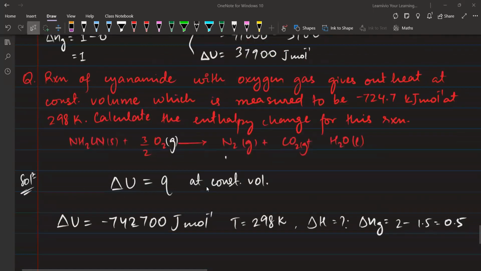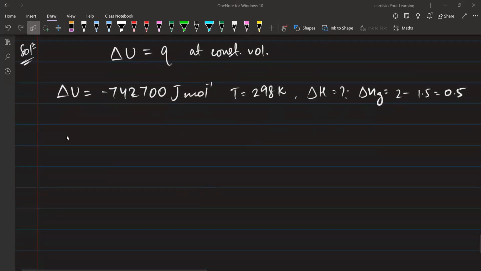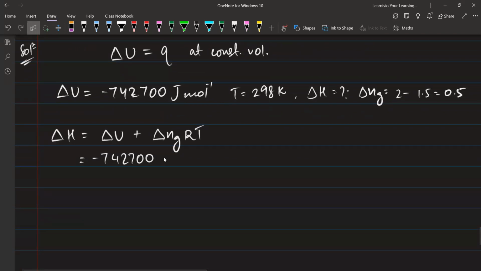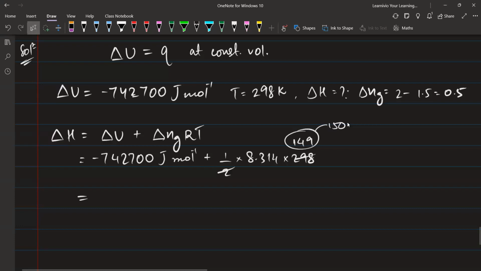Now I have to calculate the enthalpy change. The enthalpy change, delta H, will be equal to delta U plus delta Ng RT. Minus 742,700 joules per mole plus 1/2 into 8.314 into 298. 1/2 is the number of moles, delta Ng. Calculate this. Take 149 as 150.